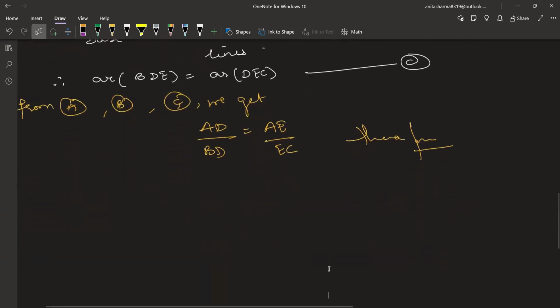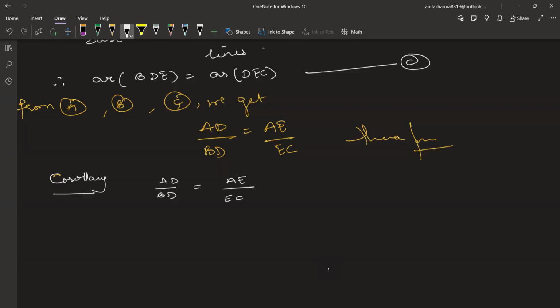Now see, beta, now the corollary is there. So we have AD upon BD is equal to AE upon EC. So now you will add 1 to both sides. Clear, beta? Now take LCM BD. BD plus AD you will get. And then take LCM EC. Then you will get AE plus EC.